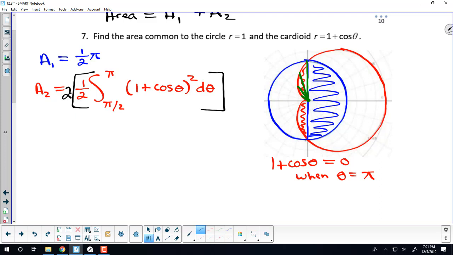Because that's just from pi over 2 to pi, the top half, if you will. You could just do that in one integral too, right? From pi over 2 to 3 pi over 2. Yeah, from pi over 2 to 3 pi over 2. But most of the time you can use symmetry with these. It's going to yield a simpler integral, for sure. All right, so the total red area then is just this.